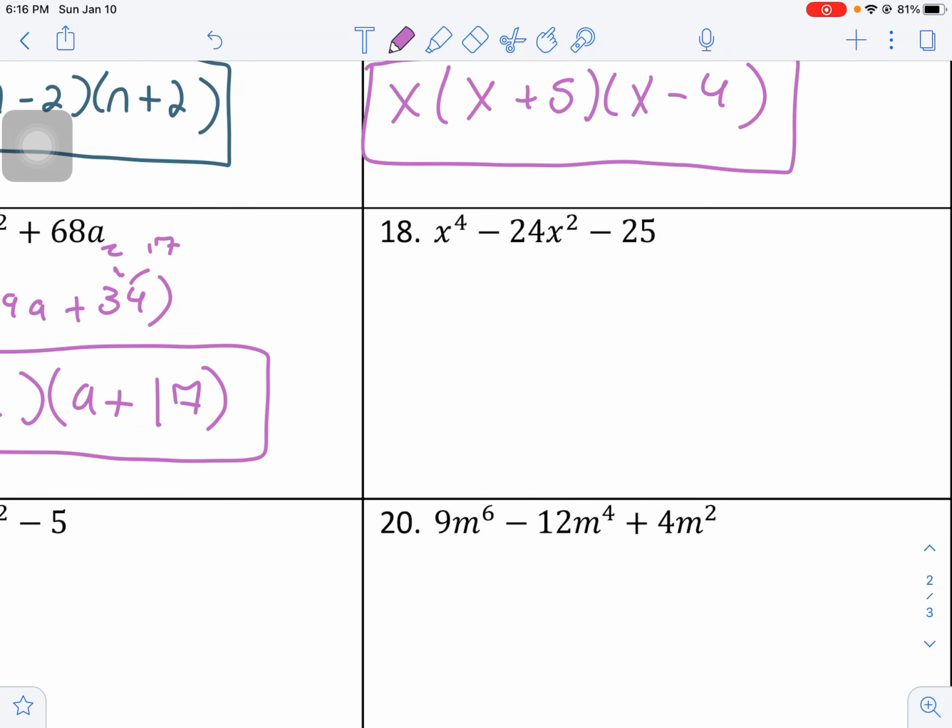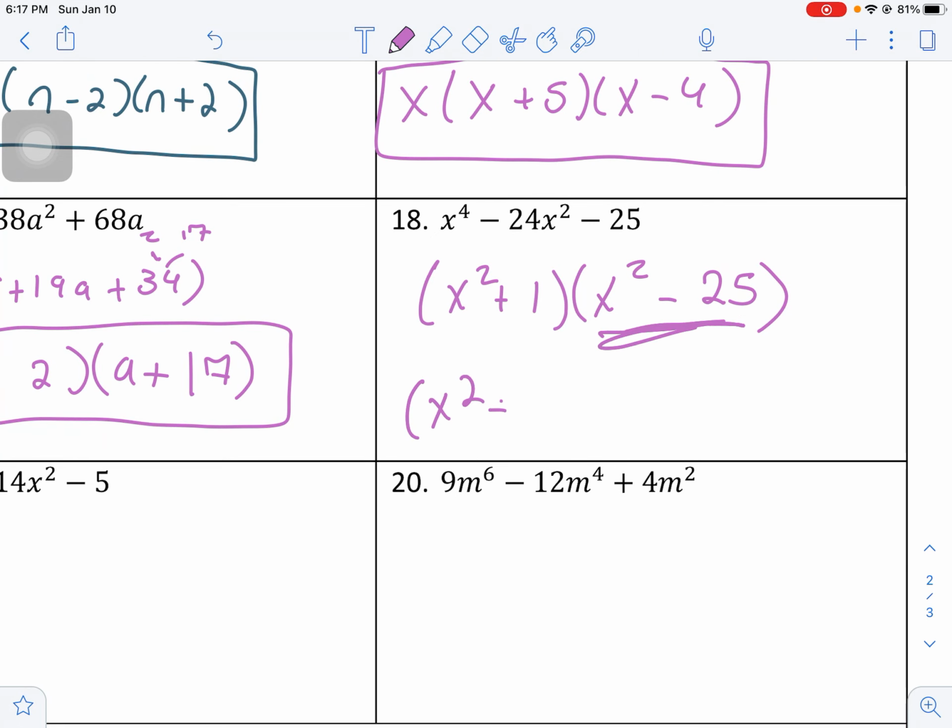Alrighty. x to the fourth power. So that's going to tell us x squared and x squared. Minus at the end tells us plus and minus. And then it's 25 with 24 in the middle. So it's looking like negative 24. And then a positive, negative 25, my bad. And then a positive 1 is going to make that negative 24.